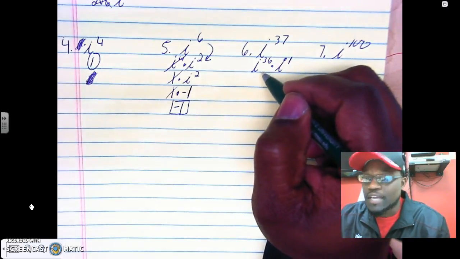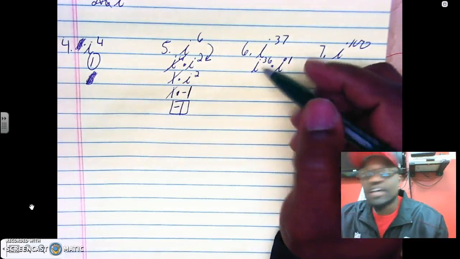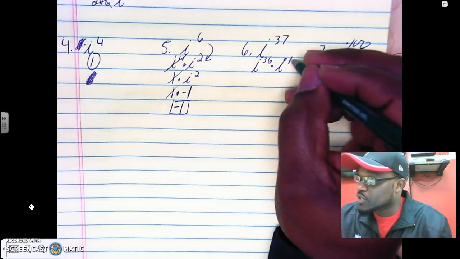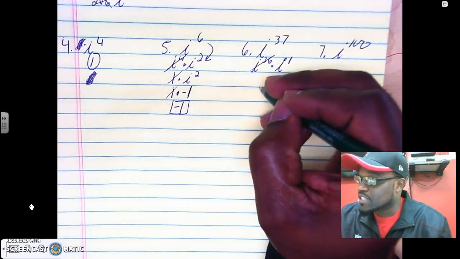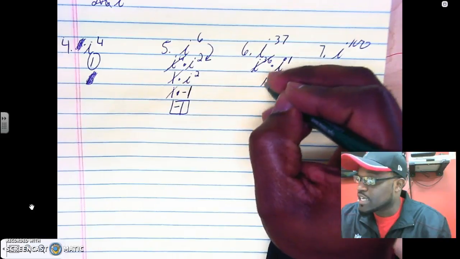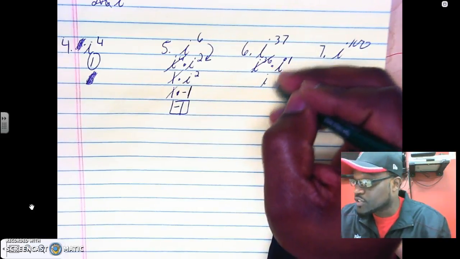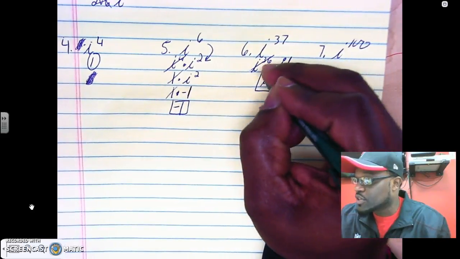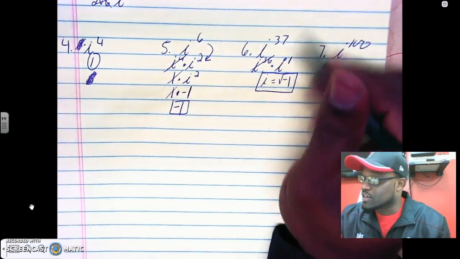That's why I keep doing it. That's why I didn't go to i to the 35. I can't go to 38 because it has to be less than that. 36 plus 1 is 37. So that basically is 1, and I don't need that. So i to the first equals the square root of negative 1, and you just keep it as either one of those right now because that goes away.